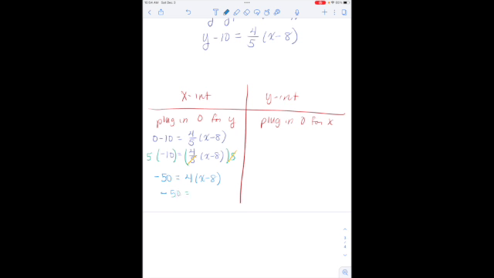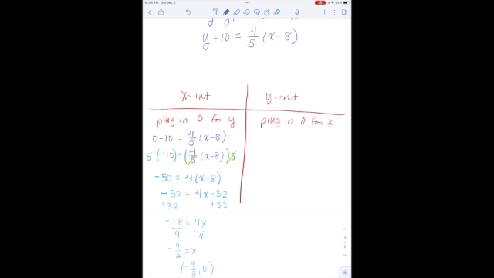All right, so now it's going to be nice and easy to solve. So -50 equals 4x minus 32. We can add 32 to both sides, and I'm going to be at -18 equals 4x. And I have found my x-intercept. I'm going to simplify that to -9 over 2. All right, and then this one's going to be the nicer one. Okay, and we'll see why in a minute.